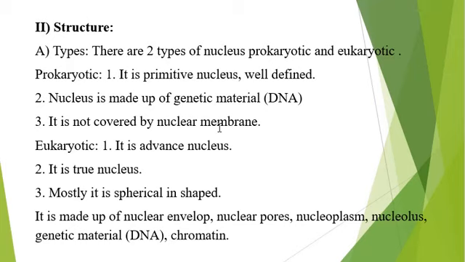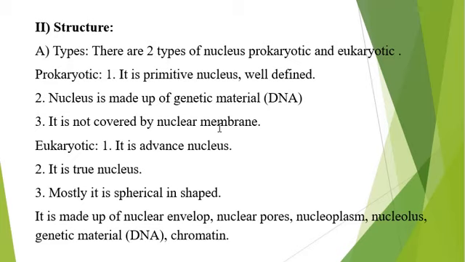Mostly the nucleus is of two types according to the cell type, prokaryotic and eukaryotic. The prokaryotic nucleus is the primitive nucleus, and it is not well defined. The nucleus in prokaryotic cells is mostly made up of genetic material, and it is not covered by a nuclear membrane.